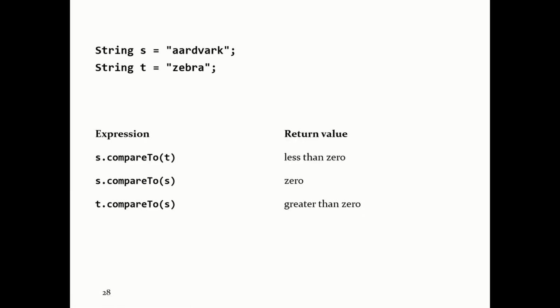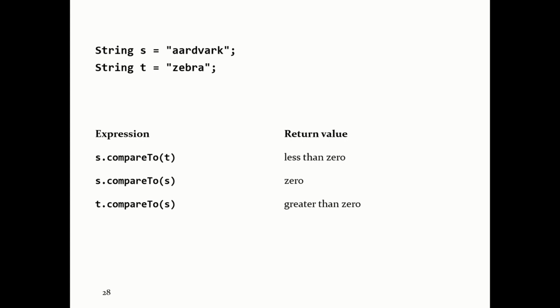Okay, so just some examples. If I compare aardvark and zebra, so S compareTo T, aardvark comes before zebra, so the answer is less than 0. If I compare S to itself, they're equal, so you get back 0. T compareTo S, so that's zebra compared to aardvark. Zebra comes after aardvark, so I'm going to get back a positive value.